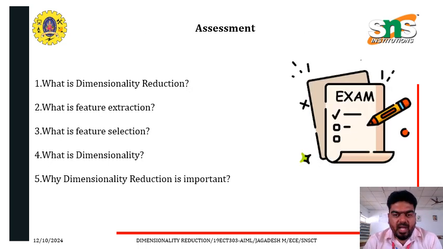Okay, let's have the assessment. What is dimensionality reduction? The first question. And what is feature extraction? The next one, what is feature selection? And actually, what is dimensionality, and why is this dimensionality important? So these are the 5 questions. You take them as the assessment quickly.